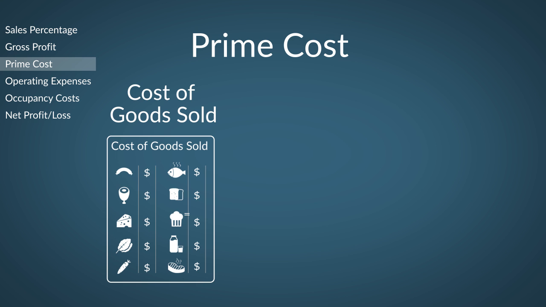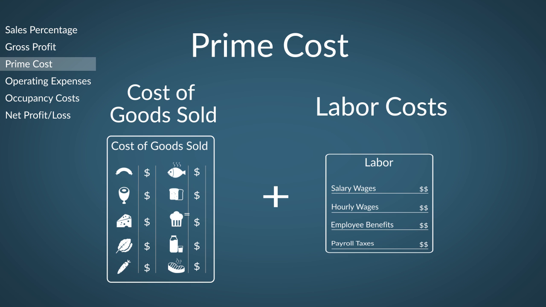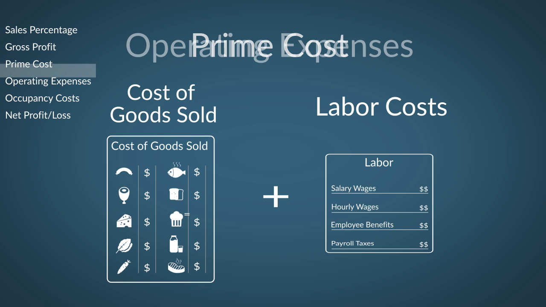Your prime cost is the sum of your total cost of goods sold and your total labor cost. Prime cost represents the bulk of your controllable expenses, which you can influence through adjusting labor costs or through changes to the ingredients in your dishes.